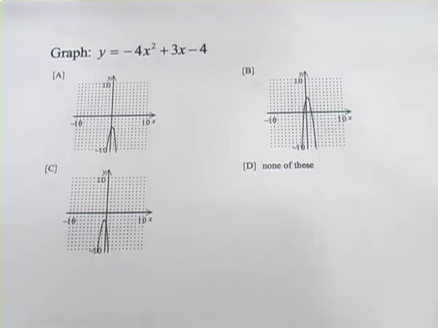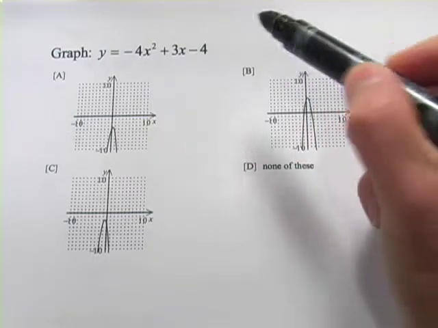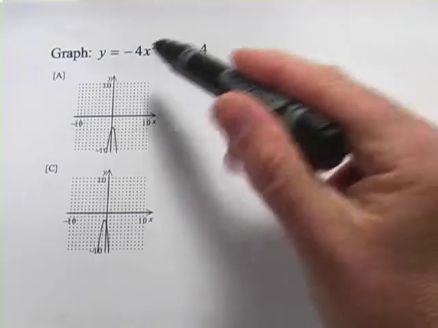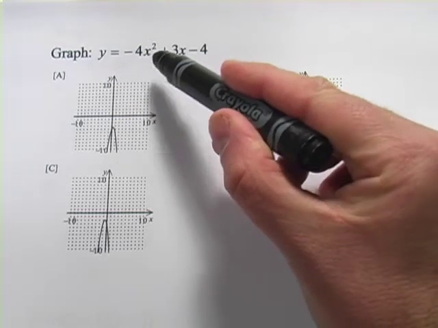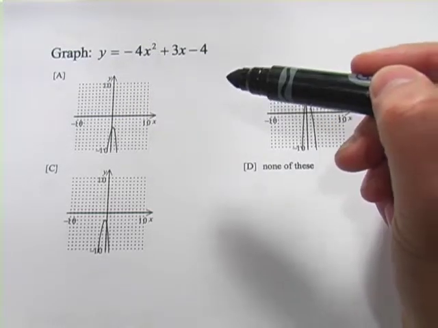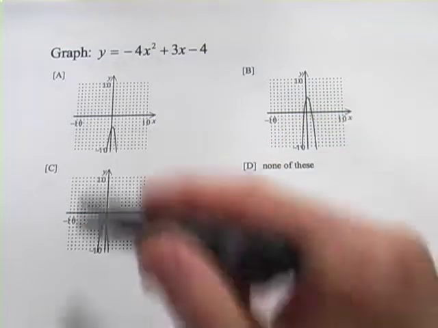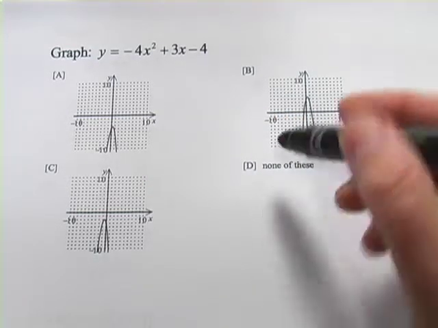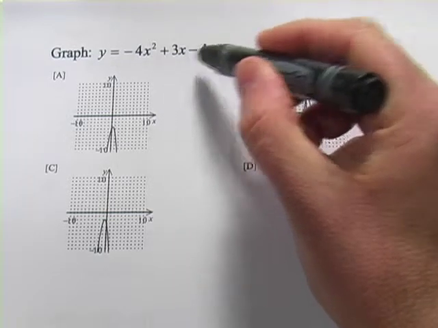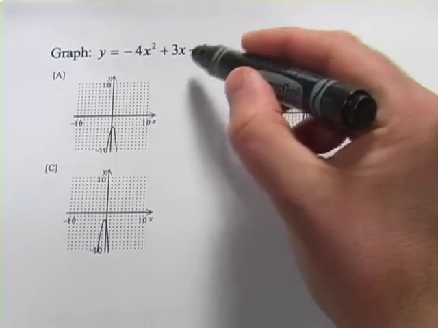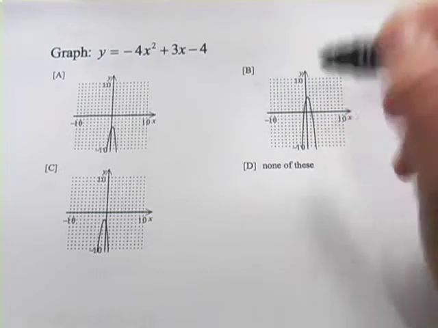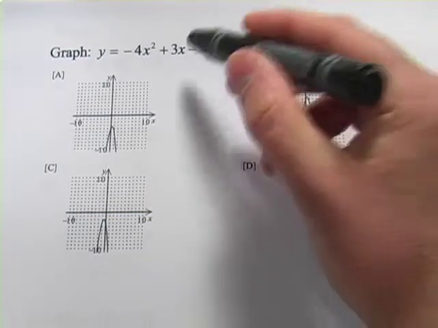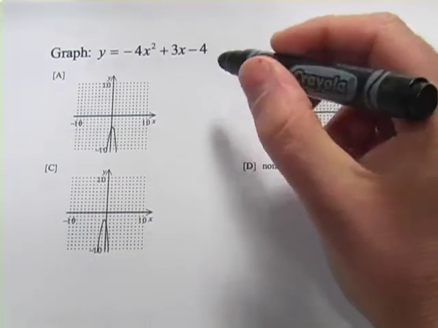All right, this one looks complicated. We've got negative 4x squared plus 3x minus 4. It's got a negative number in front of the x squared term, so it's going to open downward. That doesn't help us too much. All of these open downward. And then, well, it's hard to tell because it's got this x term in. I think it's going to be translated down a little bit, so I doubt it's B because it's got this negative 4 out here, but it's hard to tell.